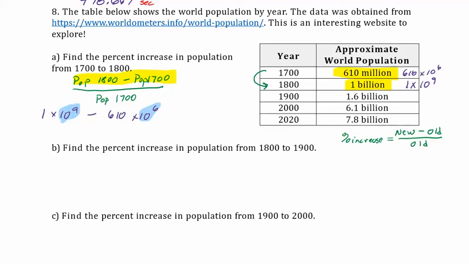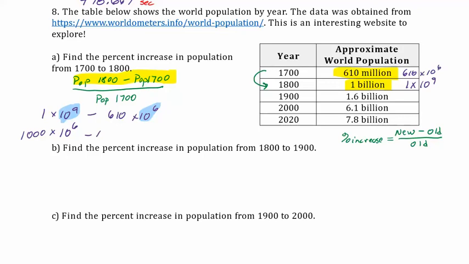So I'm going to change 1 times 10 to the 9th into something times 10 to the 6th. Can you think about what that would be? I'd have to have 3 zeros of change, right? I'm moving from 9 to 6. So we're going to have 1,000 times 10 to the 6th. Let's think about that. 10 to the 6th is a million. 1,000 million is the same as a billion.